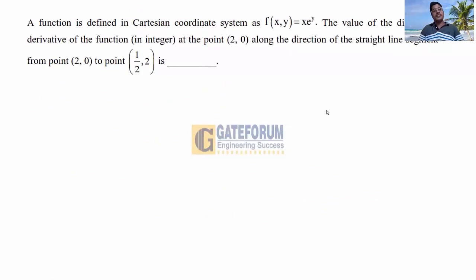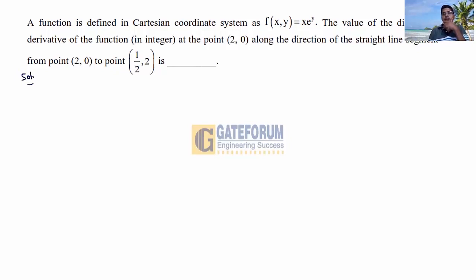The question is: a function is defined in the Cartesian coordinate system as f of x comma y is equal to x times e to the power y. The value of the directional derivative of the function at the point 2 comma 0 along the direction of the straight line segment from the point 2 comma 0 to the point half comma 2e. This question is from engineering mathematics, from the topic calculus, subtopic vector calculus, directional derivative. The solution is GATE 2021.